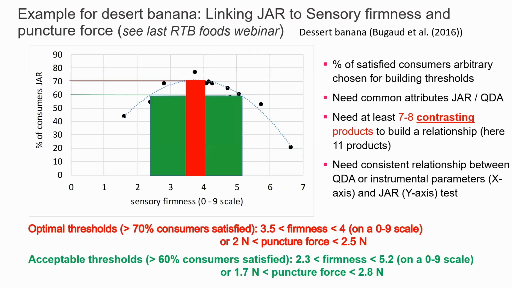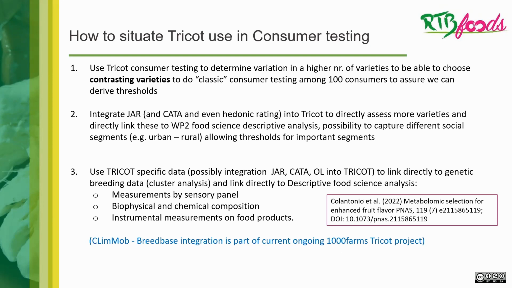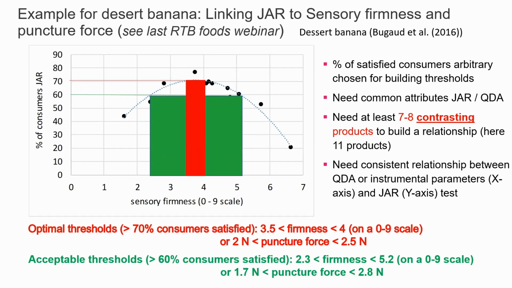Then I want to highlight an example that was presented by Christophe Bourgault in the last RTB Food seminar, where he highlighted how he used the consumer JAR, just about right, from traditional consumer testing, to link that data to measurements by panelists.